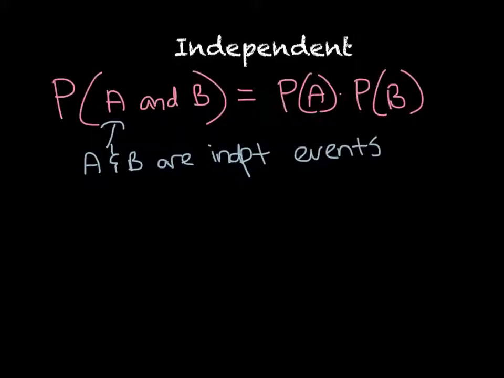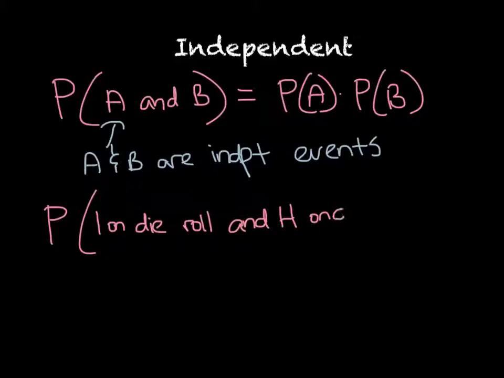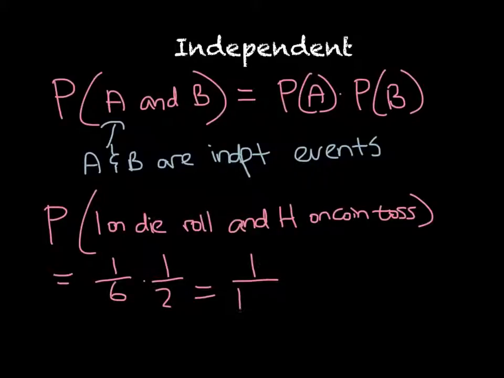So, for example, if I want to know the probability that I get a 1 on a die roll and a head on a coin toss, that would be the probability of getting a 1 on a die roll, which is 1/6, times the probability of getting a head on a coin toss, which is 1/2. So the total probability is 1/12.